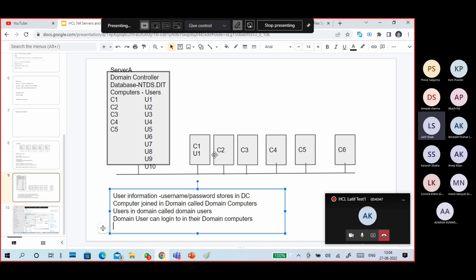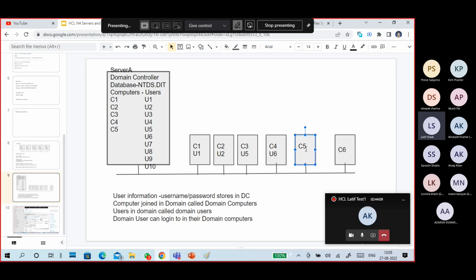They can log into domain computers. For example, user 1 logs into C1, user 2 logs into C2, user 4 or user 5 logs into C3, user 6 logs into C4. Okay, that's today's duty, morning duty. So user 1 logs in here, user 2, user 5, user 6, user 3 log in here. So the point is, that is why I put a little distance.